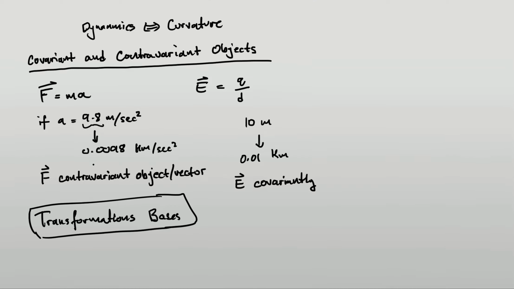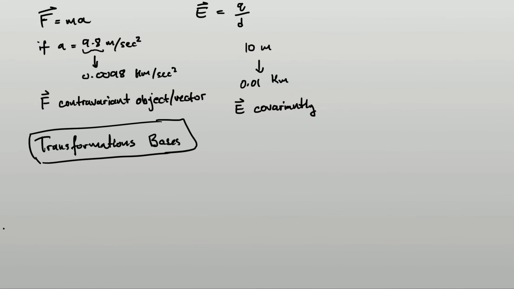And so just a little bit of nomenclature here. We have the F vector, we called the F vector a contravariant object. This is usually denoted, if F is a vector, as we put the indices of our vector on the top, on the top right part of the vector.